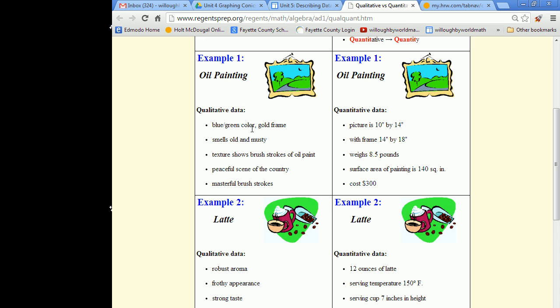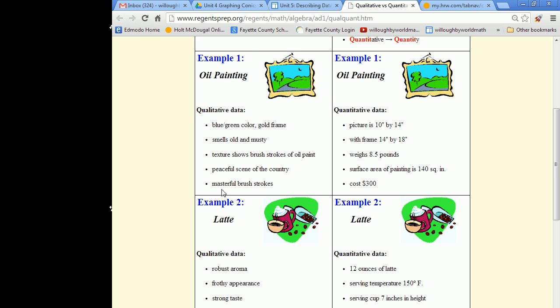Well, it's blue-green in color. It has a gold frame. It smells old and musty. Its texture shows brushstrokes of oil paint. It's a peaceful scene of the country. And it's masterful brushstrokes on this particular painting.